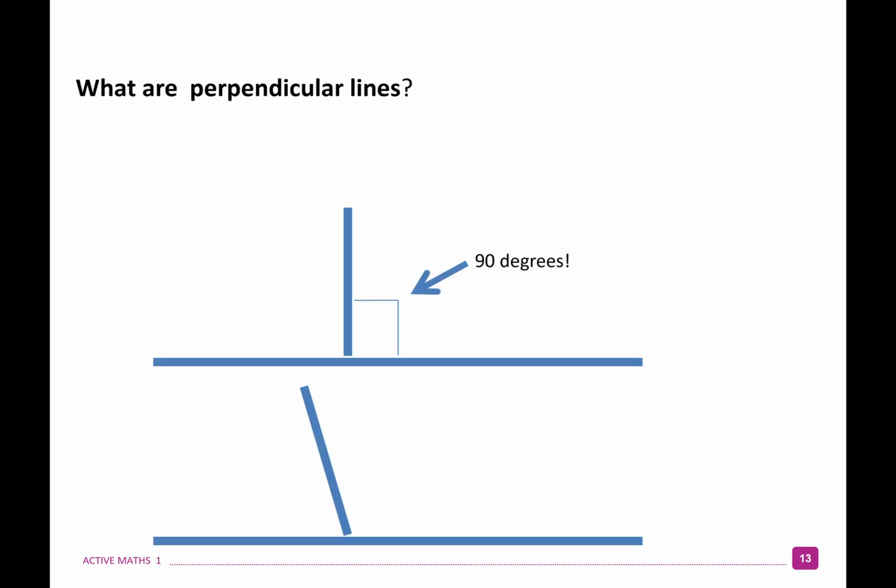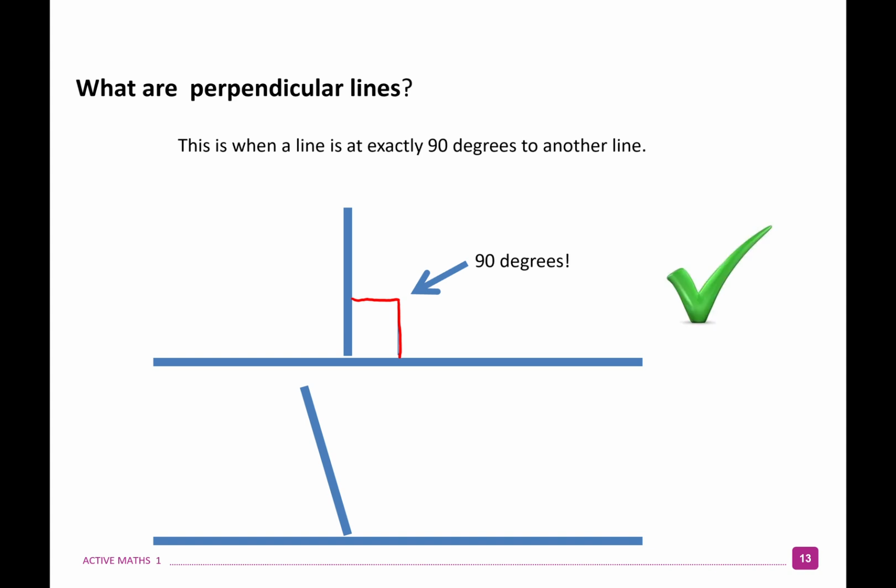What are perpendicular lines? This is when a line is exactly 90 degrees to another line. We use this symbol to show when two lines are at an angle of 90 degrees from each other. Here, these two lines are perpendicular as they are at an angle of 90 degrees to each other. In the second diagram, they are not perpendicular as they are not at an angle of 90 degrees to each other.